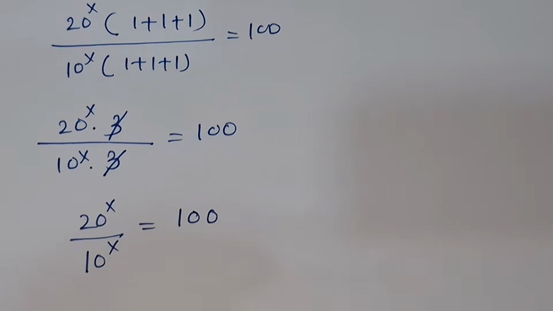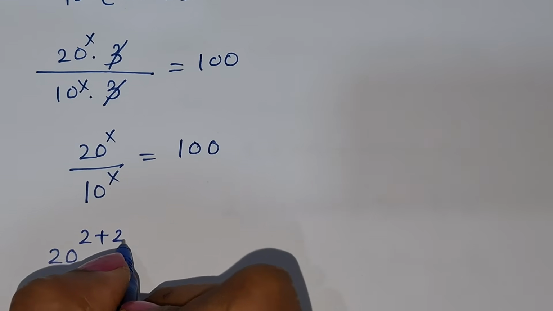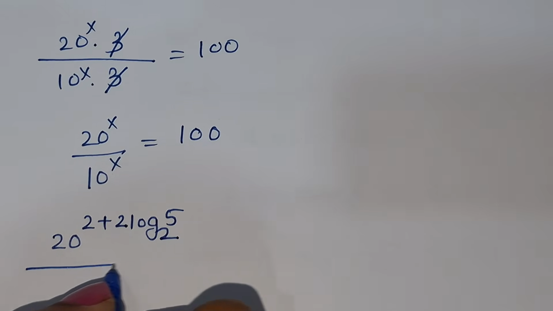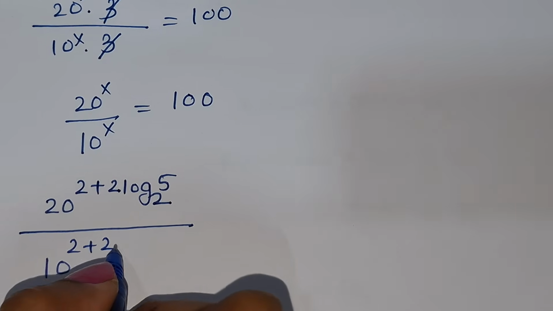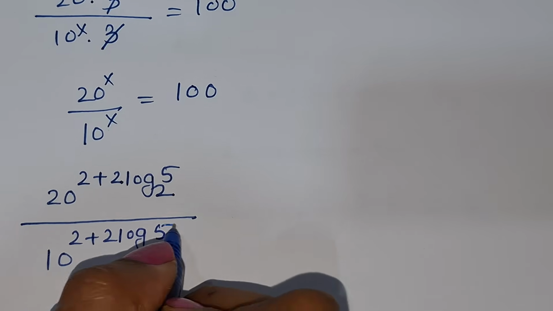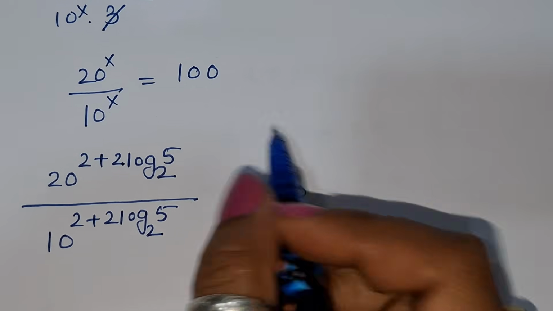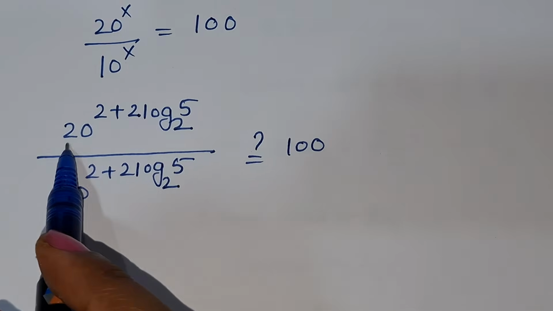So here 20 power x, x is 2 plus 2 log of 5 to the base 2, divided by 10 power x, so x is 2 plus 2 log of 5 to the base 2, question mark 100. We have to verify this value here. Now let's start.